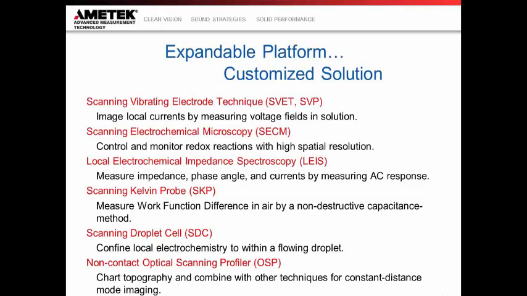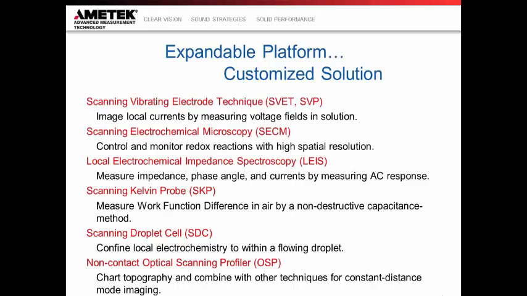Scanning Kelvin probe. This measures work function difference in air, a non-destructive capacitance method. It's a very nice method in the fact that it has a way to just determine exactly how far away you are from the sample surface, that it's non-destructive, so we can oversample and get very, very clean images. And you can use this sample and you can use that sample for another type of test.